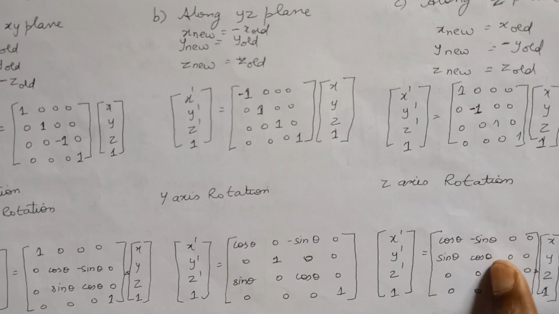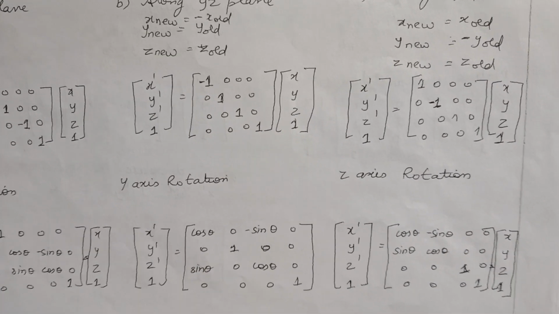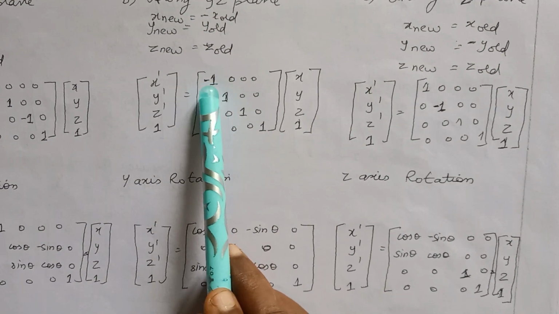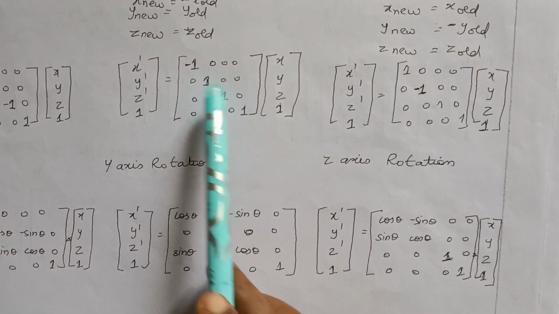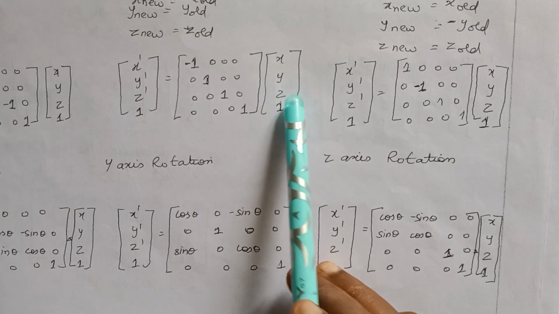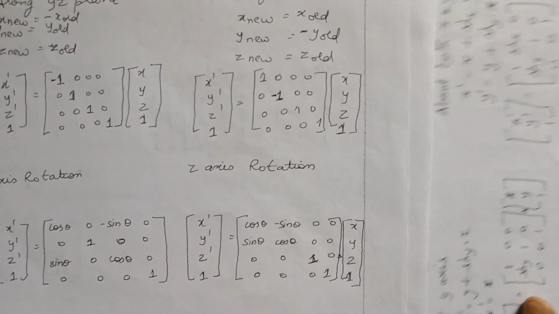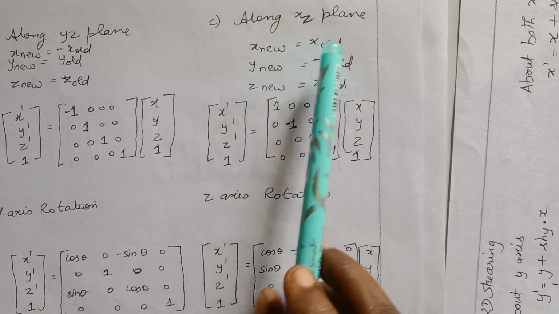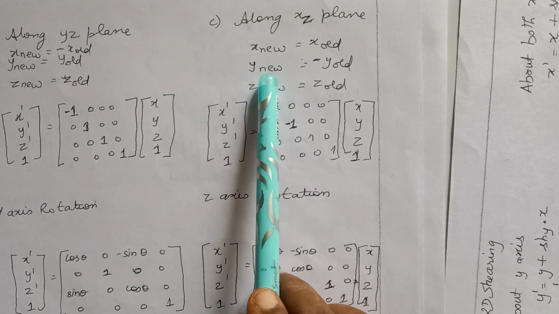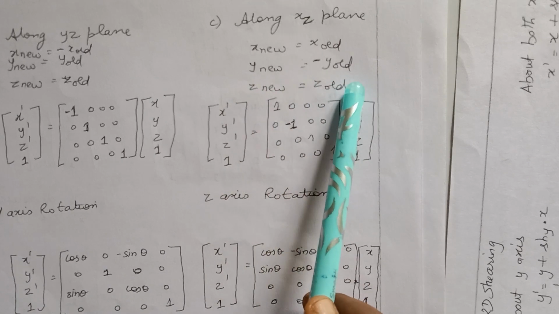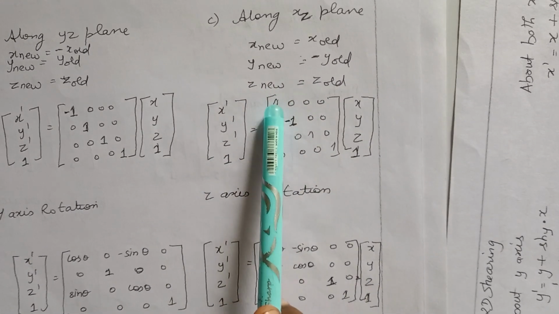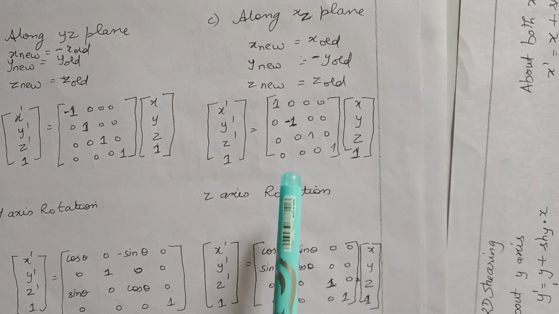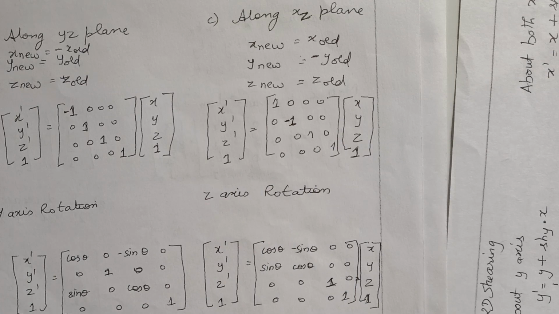Same thing on the yz plane. How will it be? Only x new will be minus of x old. So the first entry is minus 1, the others will be the same, 1, 1, and 1, times the current values, that is x, y, and z. Similarly along the xz plane, how will it be? x new will be x old, y new will be alone negative, so y new will be minus y old, and z new will be z old. So the new coordinates will be: since y is negative, 1, minus 1, 1, and 1. Other places we fill with zeros, times the current coordinates.